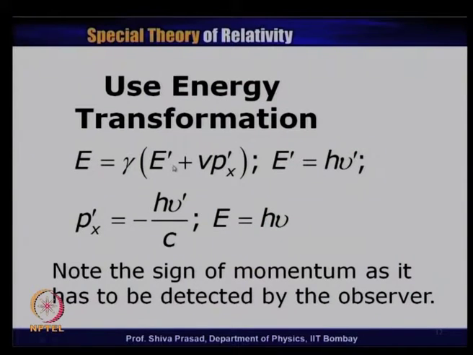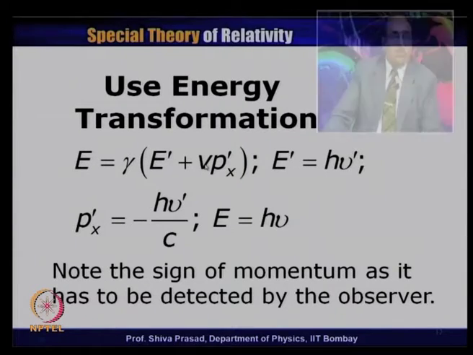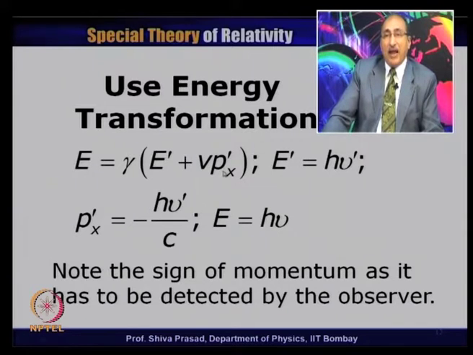So, I have applied energy transformation, and if you remember the energy transformation, I am applying an inverse transformation. This energy E in S frame will be given by gamma multiplied by E prime, where energy E prime is the energy in S prime frame of reference, plus V, which is the relative velocity between the frames, and Px prime is the momentum of the particle in S prime frame of reference. Now, we have just now said that the energy of the photon as seen in S prime frame of reference is h nu prime. Therefore, I can write E prime is equal to h nu prime.